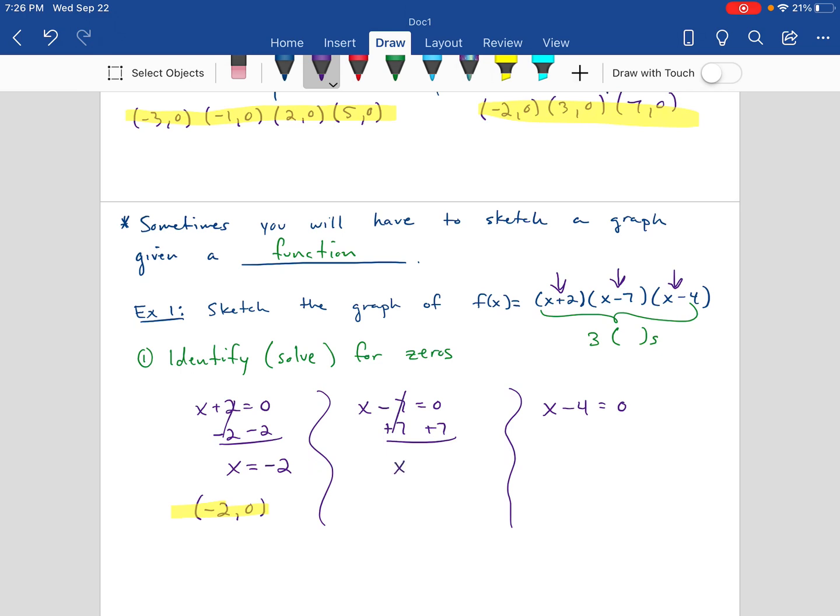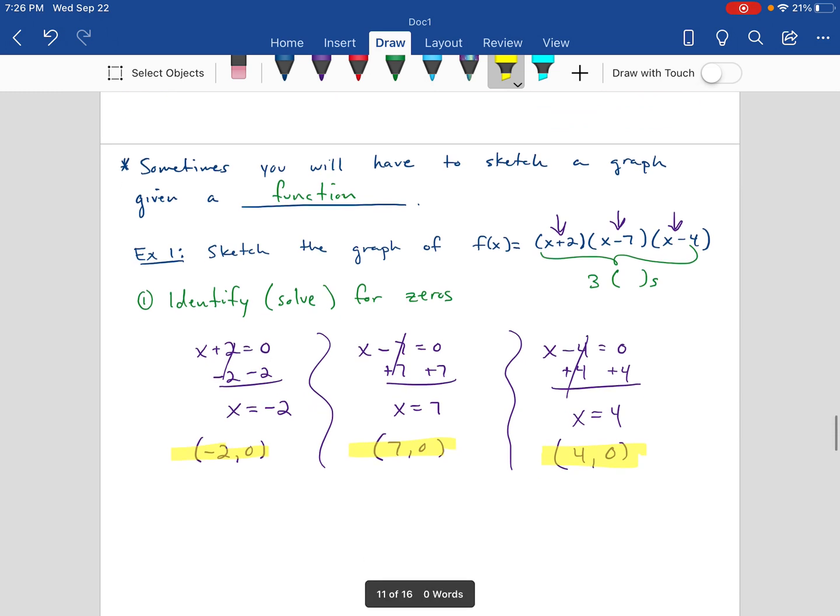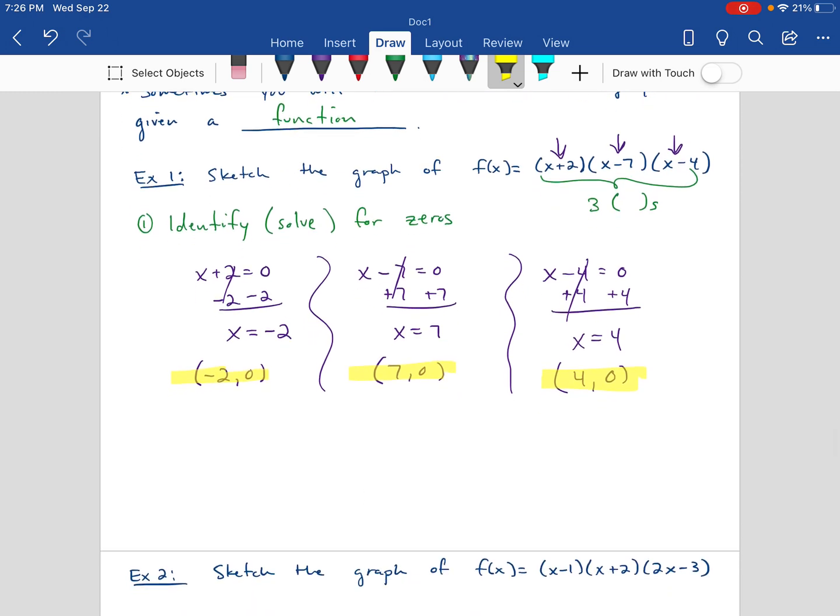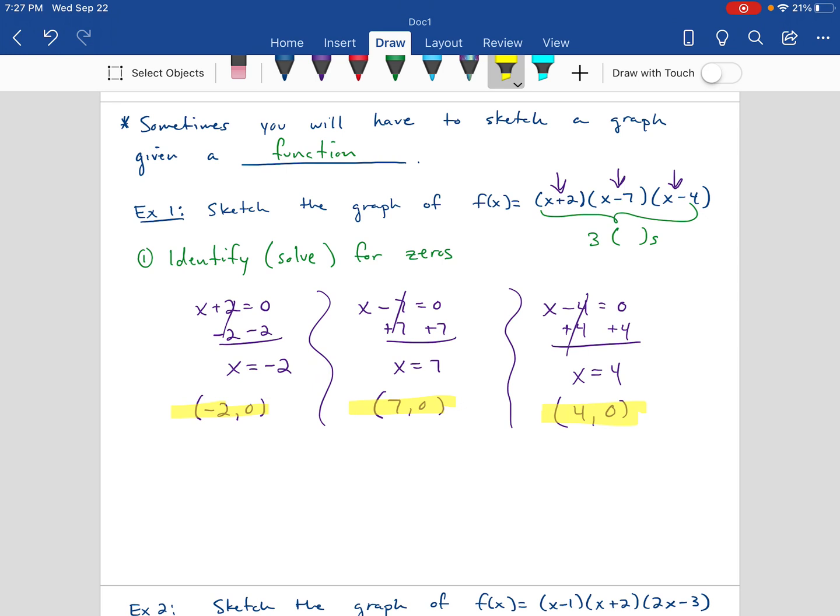Second one, I add 7 to both sides. X is equal to 7. So my coordinate is 7, 0. And last but not least, I add 4 to both sides. X is equal to 4. My coordinate is 4, 0. Okay, so now I am going to use these zeros to sketch my graph.